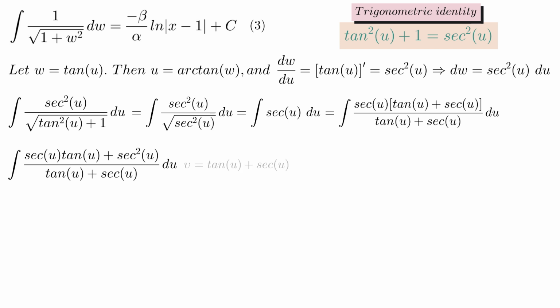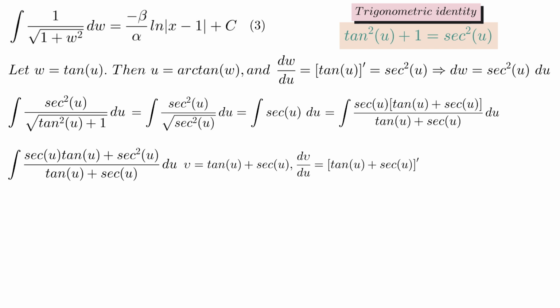We'll call v equals tangent u plus secant u. So dv/du equals the derivative of tangent u plus secant u. And the derivative of tangent u is secant squared u. And the derivative of secant u is secant u times tangent u.